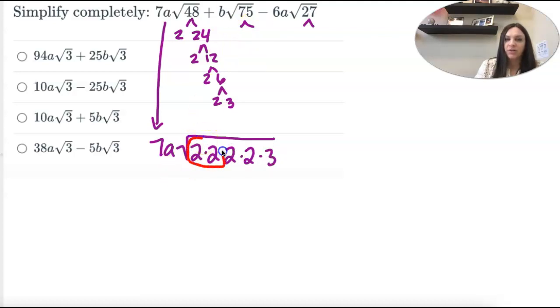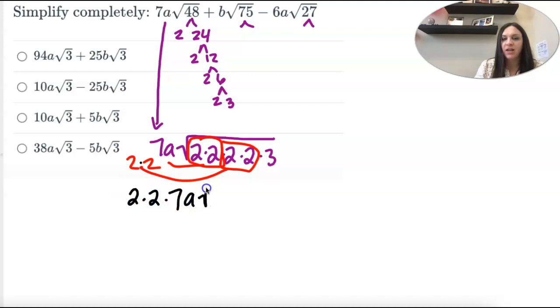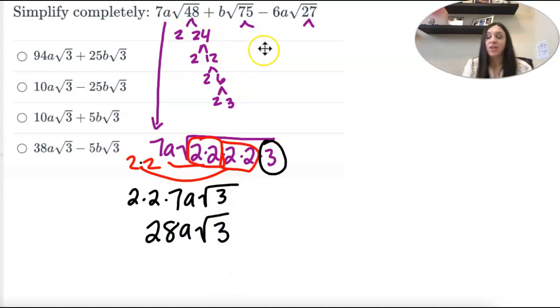So I have a pair of 2's, I have a pair of 2's. You multiply everything on the outside, so 2 times 2 times 7a, and then we have a 3 left over. 2 times 2 is 4, times 7 is 28a square root of 3. Okay, there's the first one. These take a while, right?